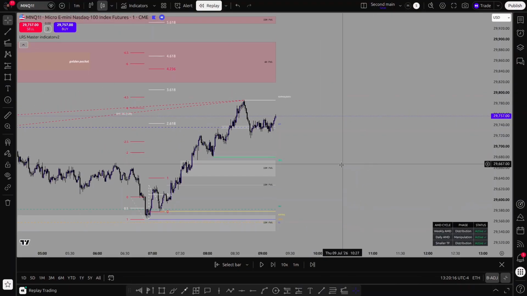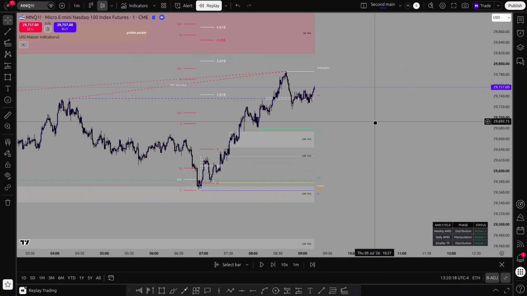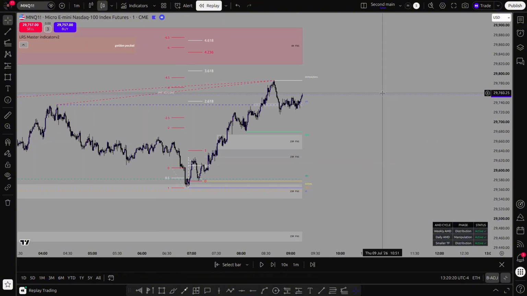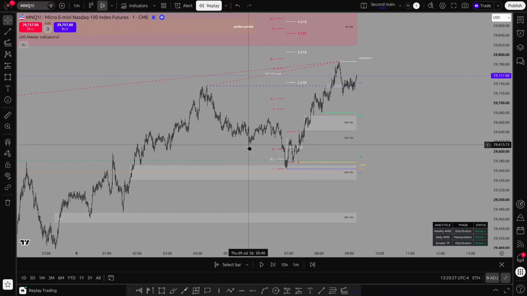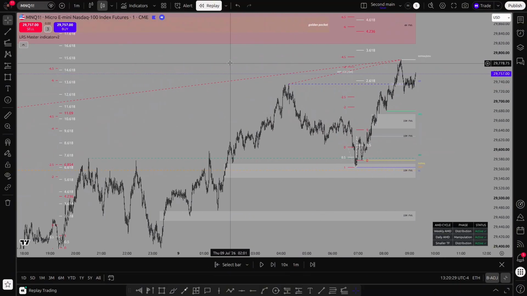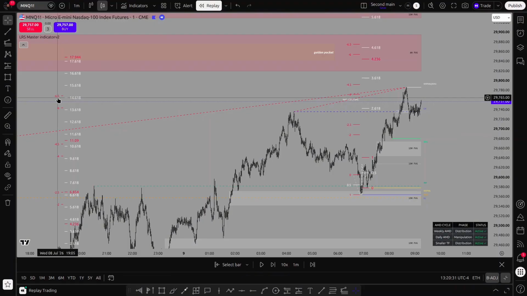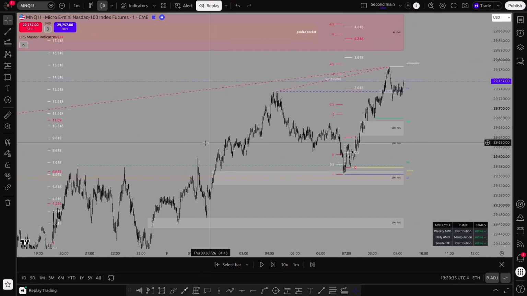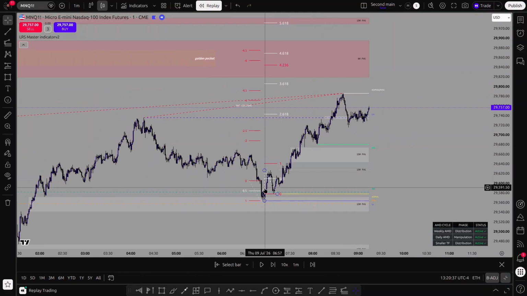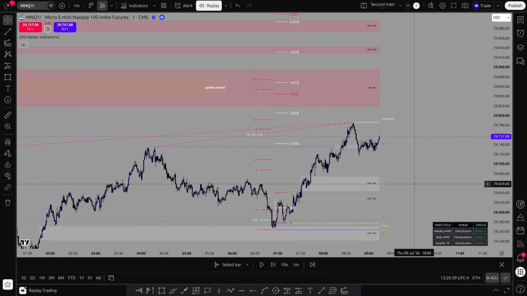I'm going to wait for my golden pockets to get hit. I'm not interested in taking any positions right now. Even if the market provides me with a clean setup, it's not aligning with my system, therefore I don't take it. I'm not going to chase a trade. 6.5 has been hit, therefore the standard deviation for this wave no longer matters. The ones that I should be focusing on is this two right here.